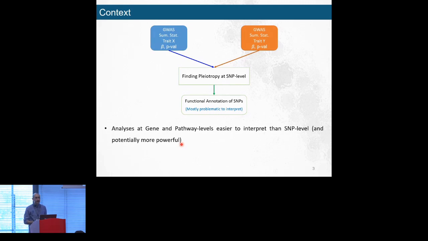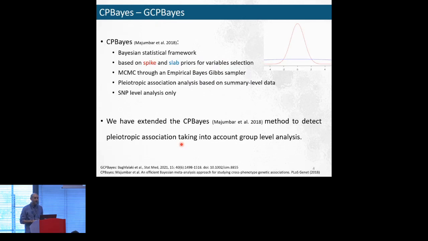To do that, we first developed a package called GCP base, which was based on another method called CP base. It is a Bayesian statistical method based on the spike and slab prior for variable selection. It uses Markov chain Monte Carlo methods through the empirical Bayes Gibbs sampler to detect pleiotropy association at the SNP level only, based on summary level data. So we first extended the CP base method to detect pleiotropy also at the group level. Here it means, for example, gene or pathway levels.